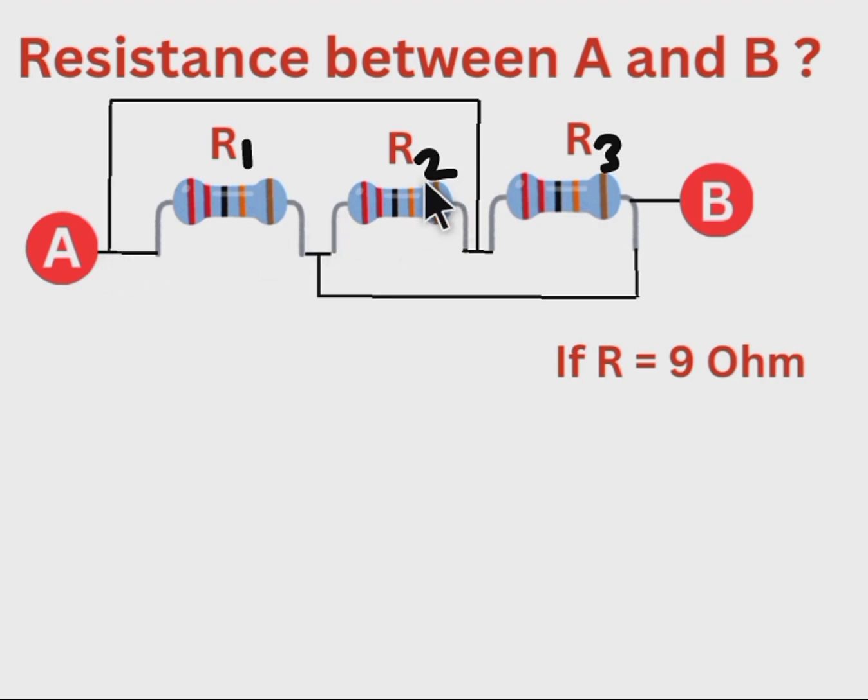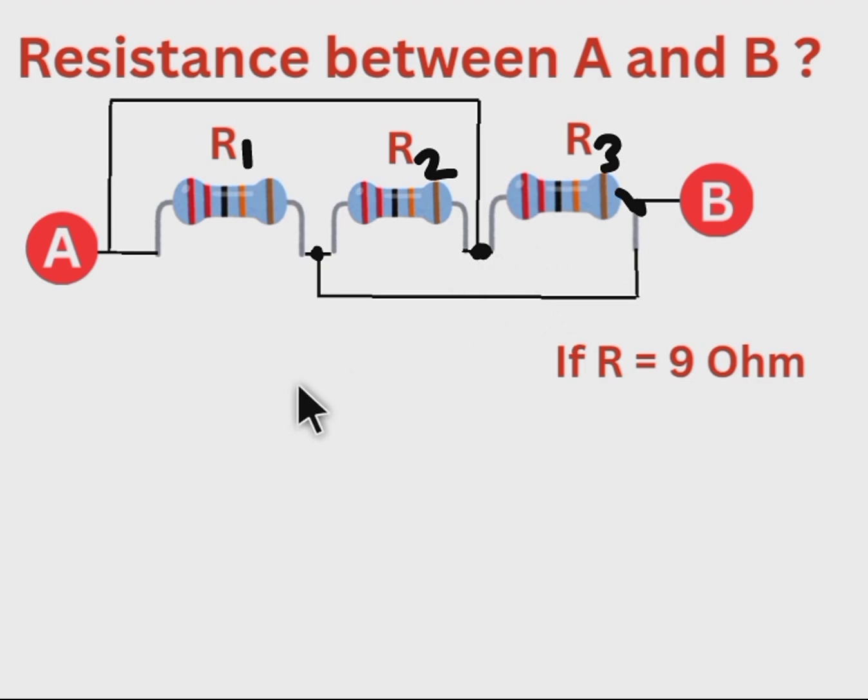As far as the resistors R2 and R3 are concerned, one terminal of R2 and R3 is connected to point A via this wire. So one terminal of all the three resistors R1, R2 and R3 is connected to point A. Now let us consider the remaining terminal. The second terminal of R1 and R2, which is connected here, is again connected to point B via this wire, and the second terminal of R3 is directly connected to point B.